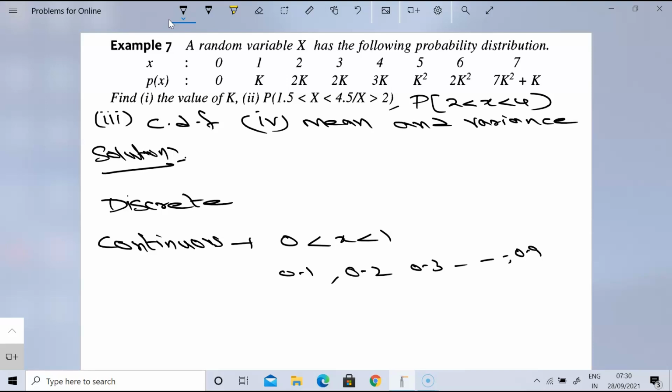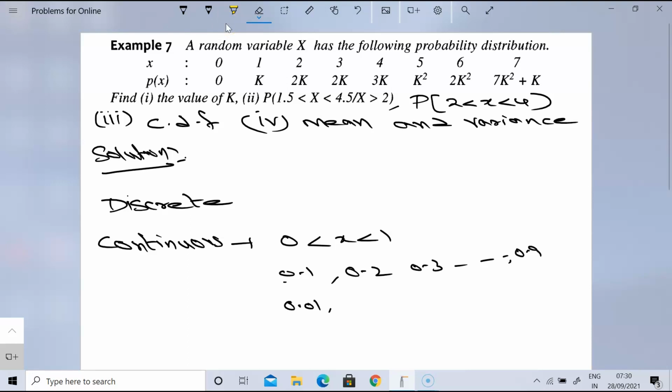Whatever it is. So between 0.1 and 0.2, how many numbers are there? That is also infinite. 0.01, 0.02, like this it goes on. It's a never-ending sphere. This is called a continuous. Whereas the one problem which is given to you is called a discrete type random variable.